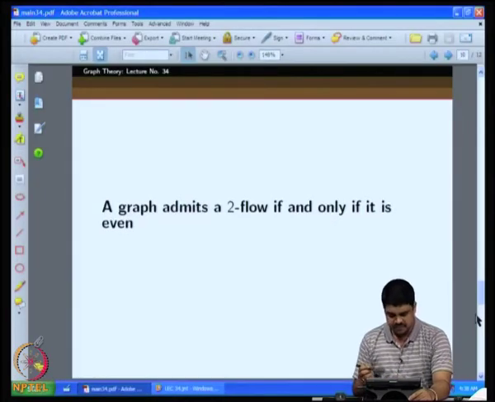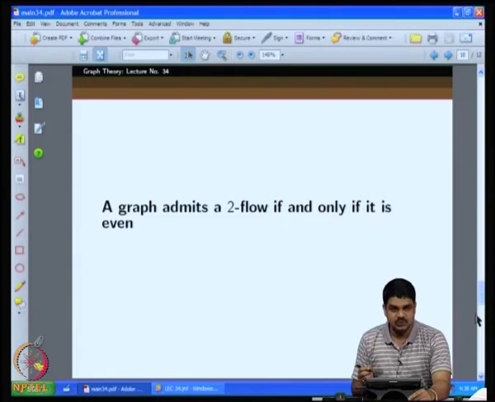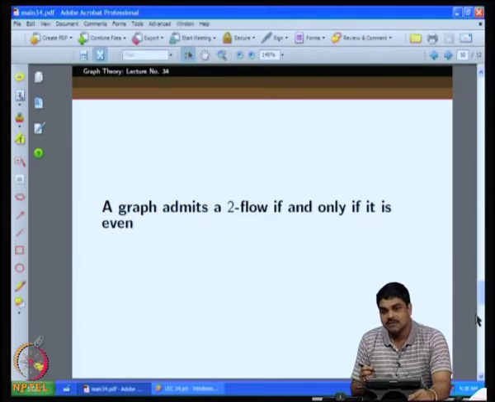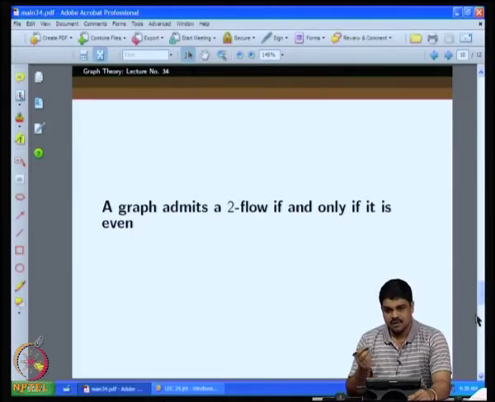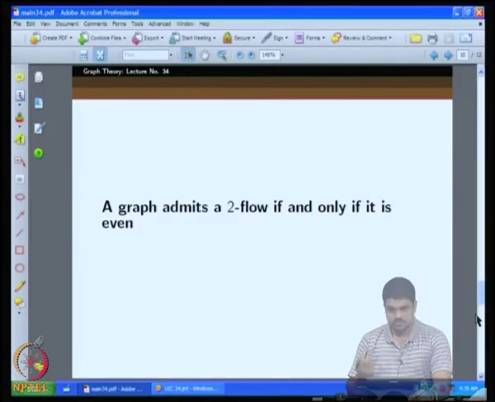A graph admits a 2 flow, the smallest possible value is 2, if and only if it is an even graph. For instance, if it is an even graph, meaning every vertex has its degree equal to an even number, then it is very easy to see that you can get a 2 flow for that.